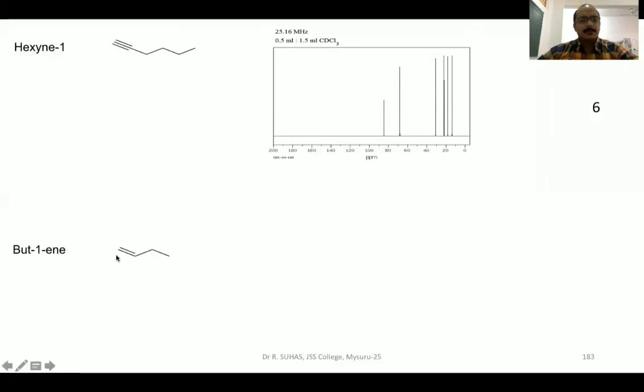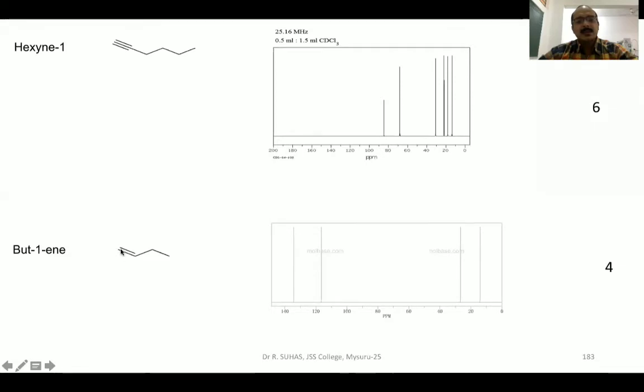The next problem, but-1-ene. So the base is butane. You must write 4 carbon atoms, 1, 2, 3, 4, and at the first position you should put a double bond. So in this case also you will see that there are 4 different signals. 1, 2, 3, 4, and all the 4 carbon atoms are present in different chemical environments. Here it is alkenic type. We know that alkenic is 100 to 160. So essentially these 2 carbons should have more deshielded values. One is coming around 115, and another one is coming around 135.